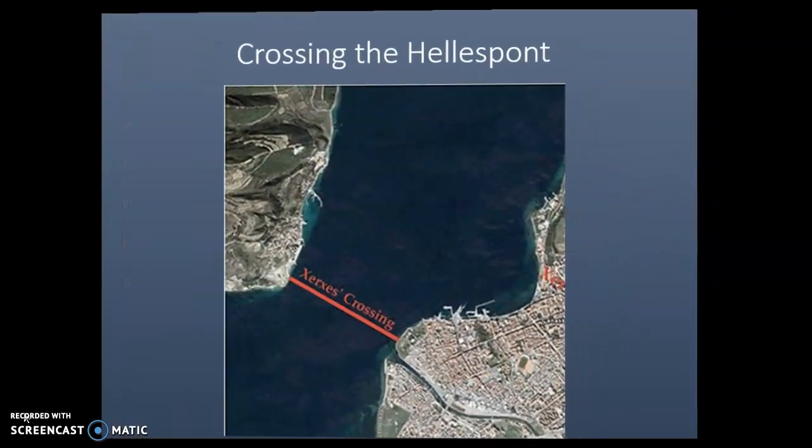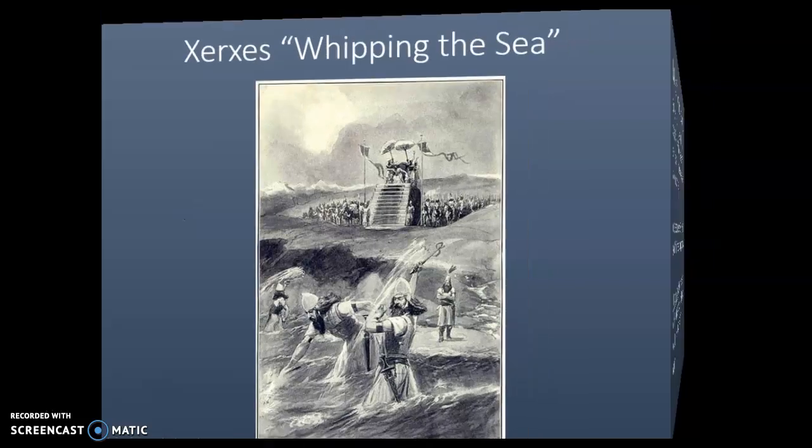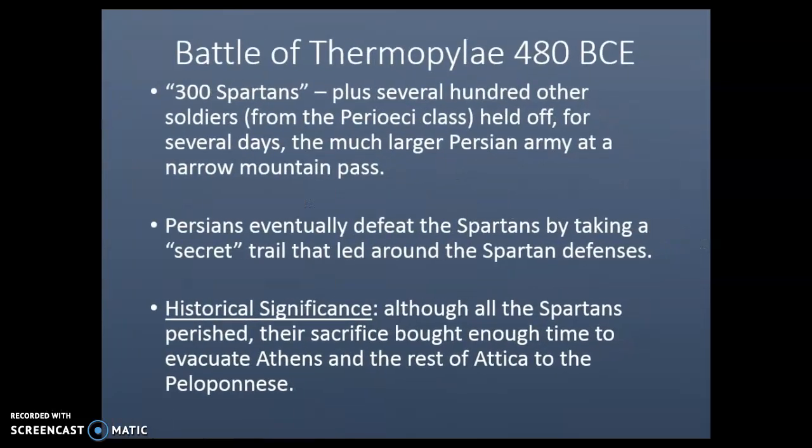And so this is the beginning of the war there, and you can see just how far they come to get them at the Hellespont. Xerxes brings his throne everywhere. Here's him whipping the sea to show that they defeated it, to bring their armies across it. Very ritualistic thing there.